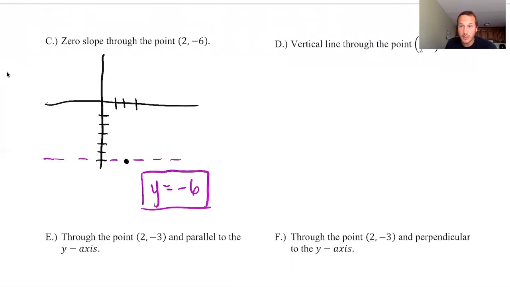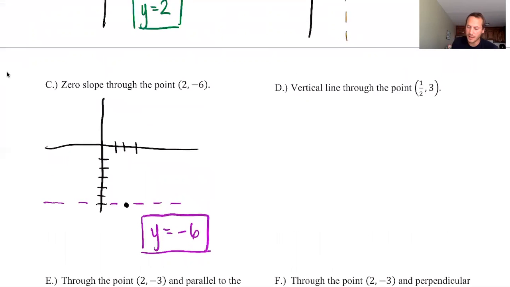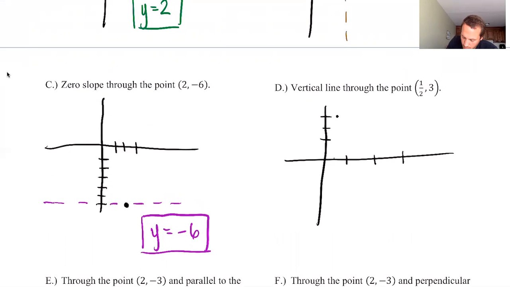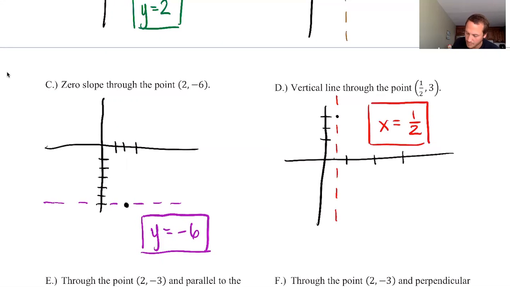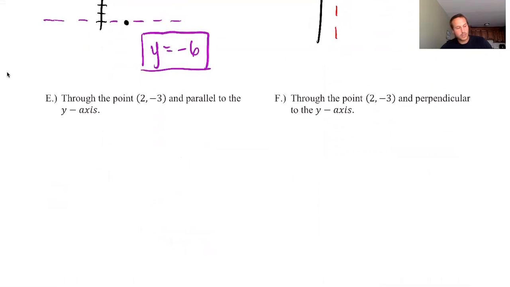A vertical line through the point 1/2, 3. Here's 1, so there's 1/2. There's 1/2, 3, and I want to be a vertical line. So what line is that going to be? Here's x equals 1/2. Okay, like I said, most of these are just going to be common sense.